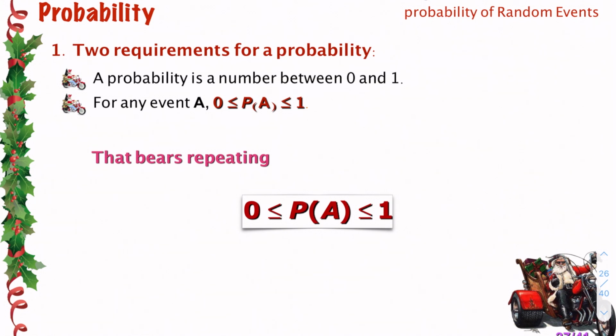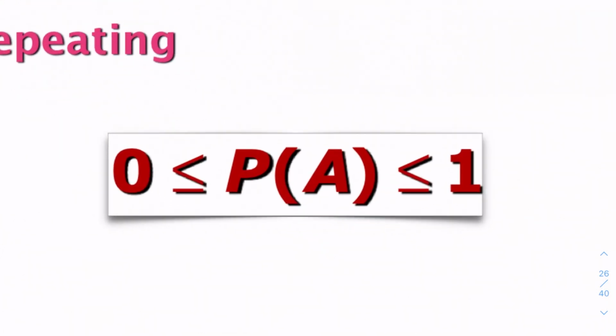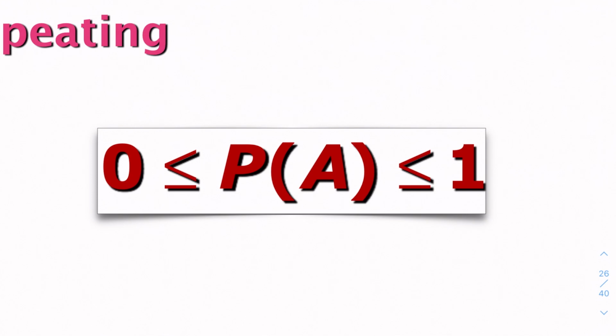When we're dealing with probabilities, the probability is always going to be a number between 0 and 1. If the probability is 0, it will never happen. If the probability is 1, it happened. For any event A, it has to be between these two numbers. That bears repeating because some people really don't get this. Probabilities will always be between 0 and 1, no higher, no lower.